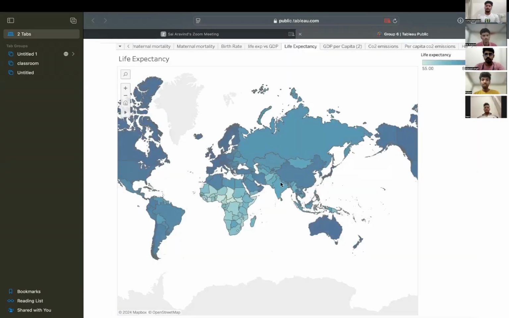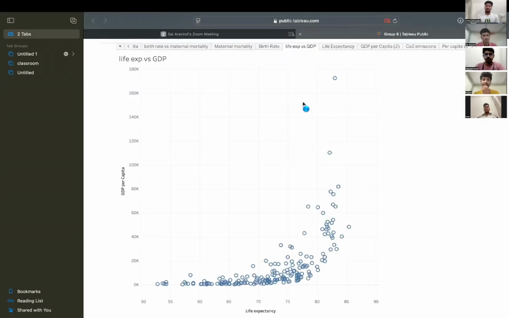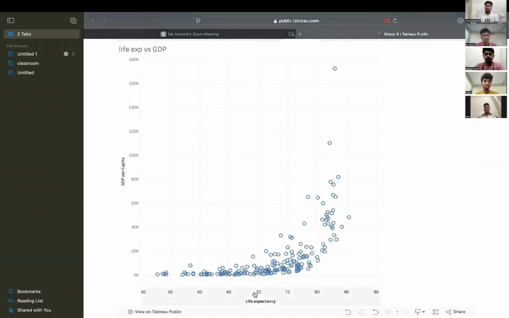So, in the life expectancy versus GDP graph, we can see a positive relationship, as there is an exponential growth across the ages. This trend suggests that economic prosperity enables better access to healthcare, improved living standards, and greater resources for health-related infrastructure.